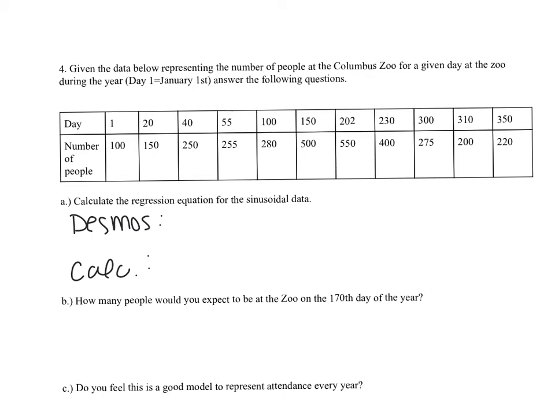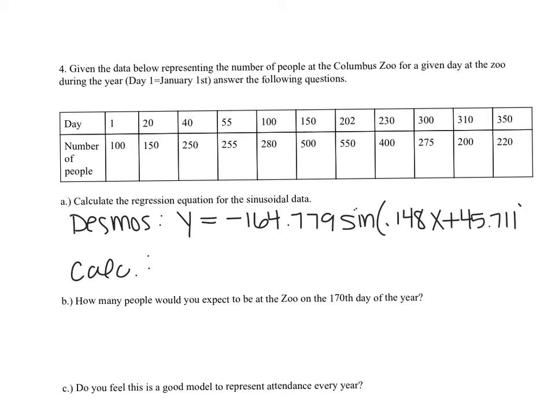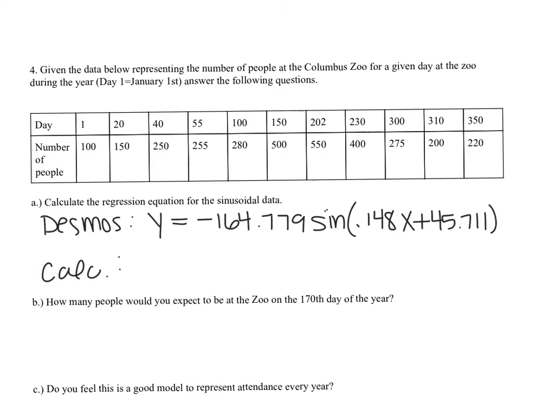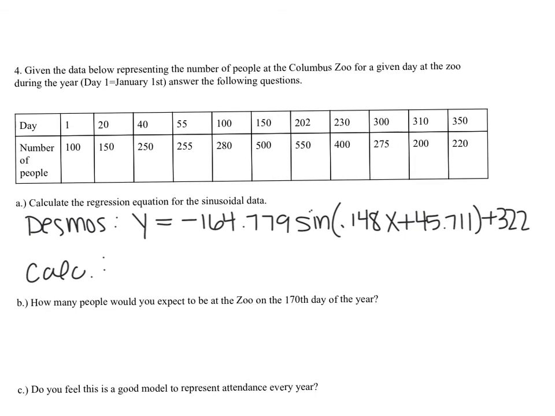If you use Desmos, after you create your table and then write the equation to approximate your function, you should get y equals negative 164.7 times 0.79 sine of 0.148x plus 45.711, plus 322.59.